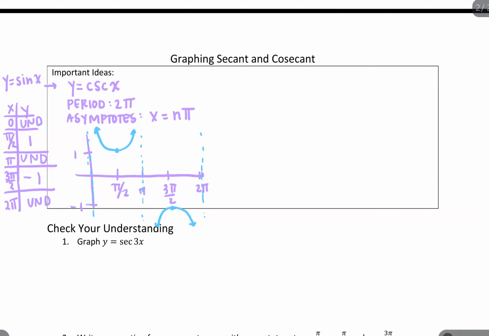All right. So secant of x is the reciprocal of what? Cosine. The period is still going to be what? 2 pi. And the asymptotes are happening differently. They happen at intervals of pi over 2.